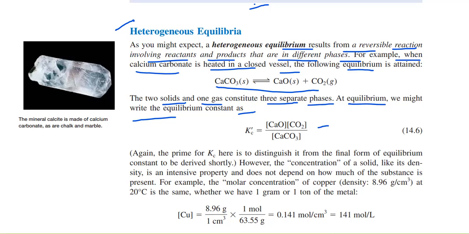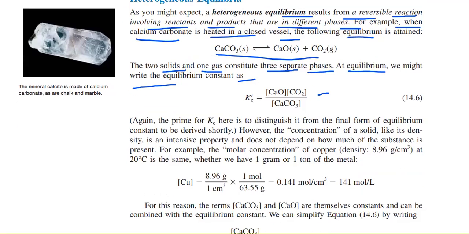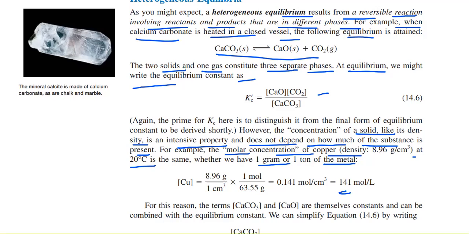Whereas the concentration of a solid, like its density, is actually an intensive property and does not depend upon how much of the substance is present. So, for example, the molar concentration of copper, 8.96 grams per centimeter cube at 20 degrees Celsius, is the same whether we have 1 gram or 1 ton of the metal. So that's why, irrespective of the physical state, the concentrations of these solids we will omit in the expression.